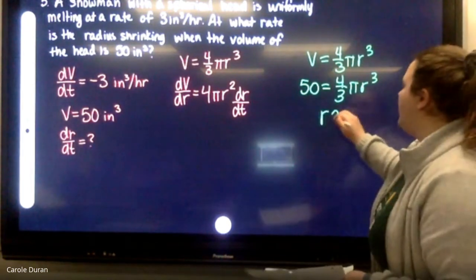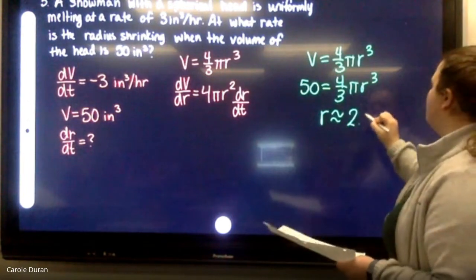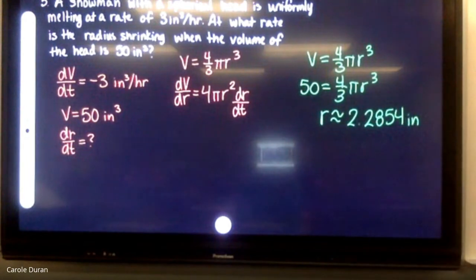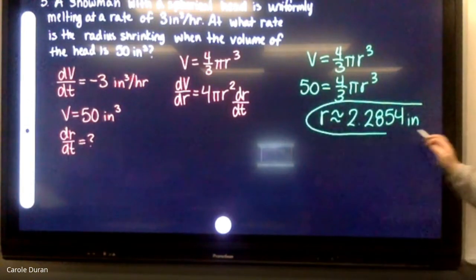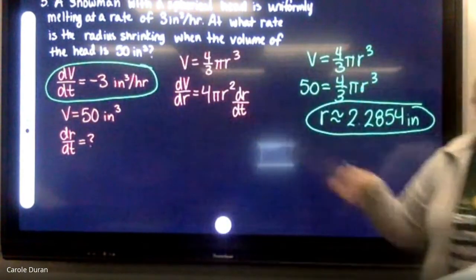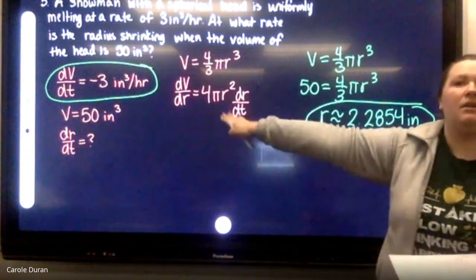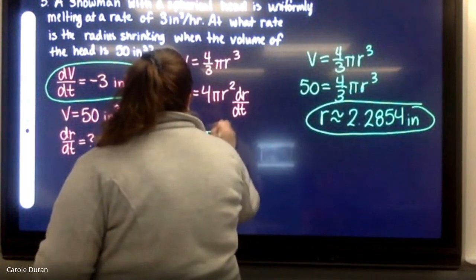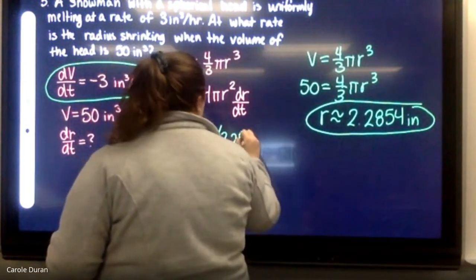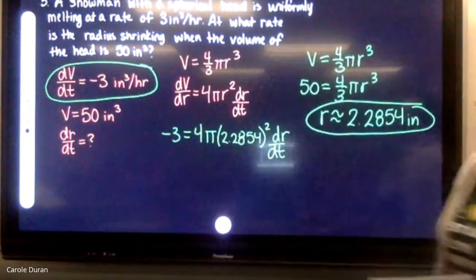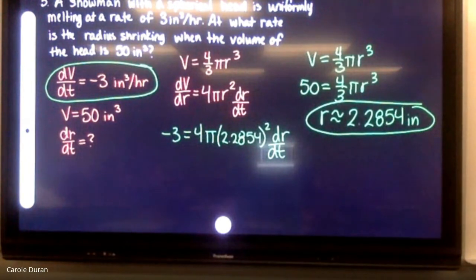When we do that, we get that R is approximately 2.2854 inches. I'm now going to take this R equals 2.2854, and this dV dt, and substitute them into their appropriate places in this differentiated equation. It leaves me with -3 equals 4 pi times 2.2854 squared, times dr dt. And then I'm going to solve for dr dt.